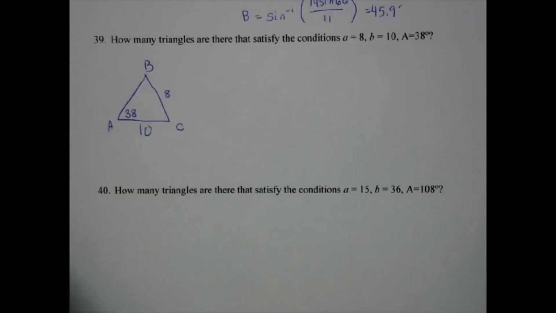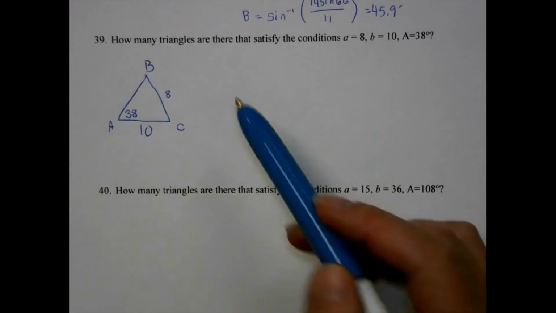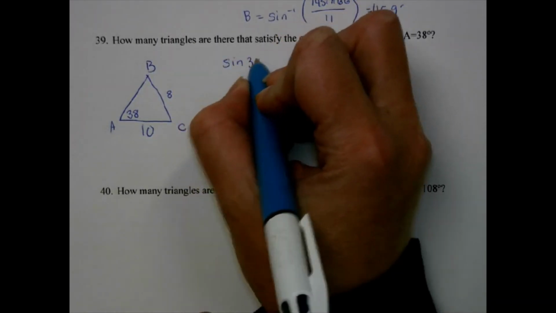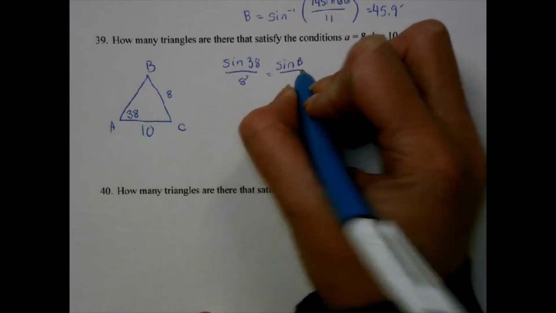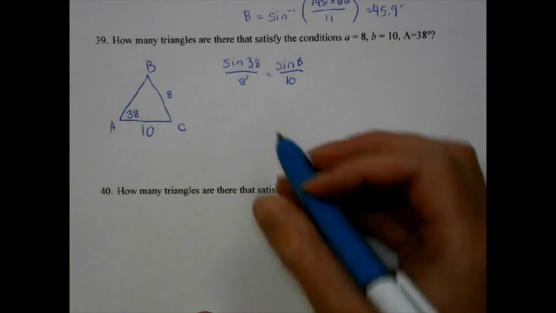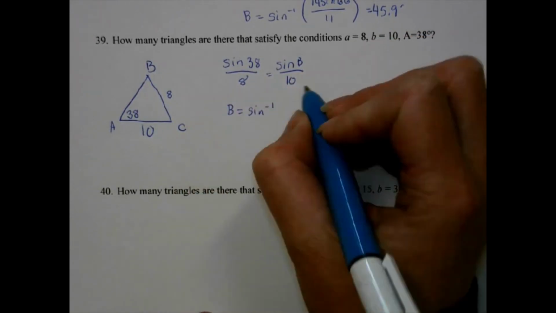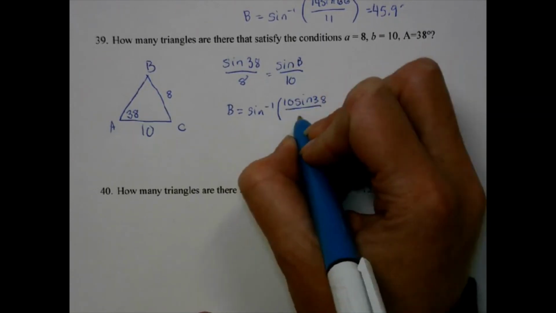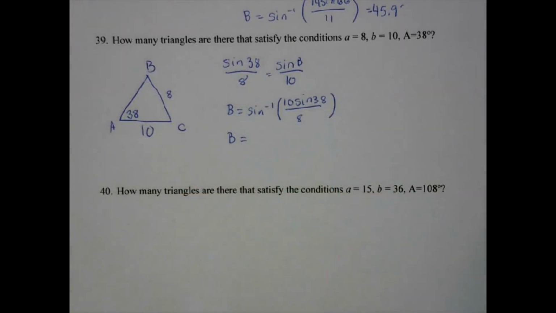Next one has the same conditions. We've got angle, side, side, which is our ambiguous case. So how many triangles? We'll do sine 38 over 8 equals sine B over 10. The same algebra that we did before will lead to B equals the sine inverse of 10 sine 38 over 8. When we put that in the calculator, you get 50.3.